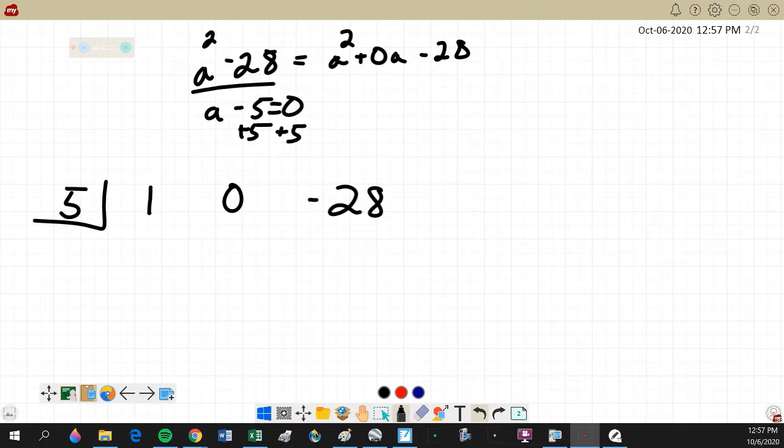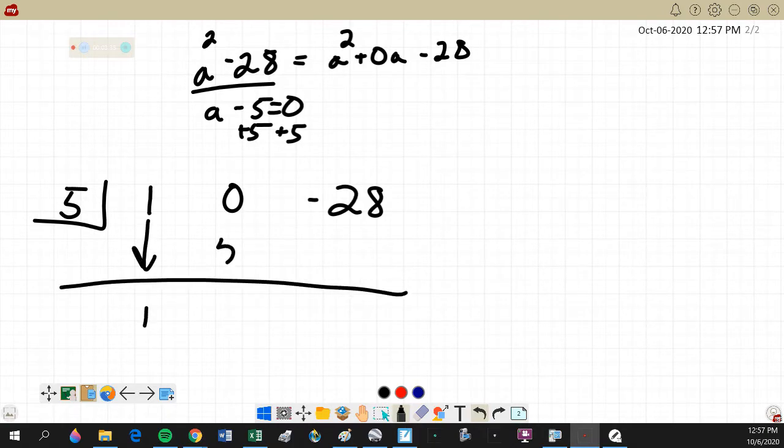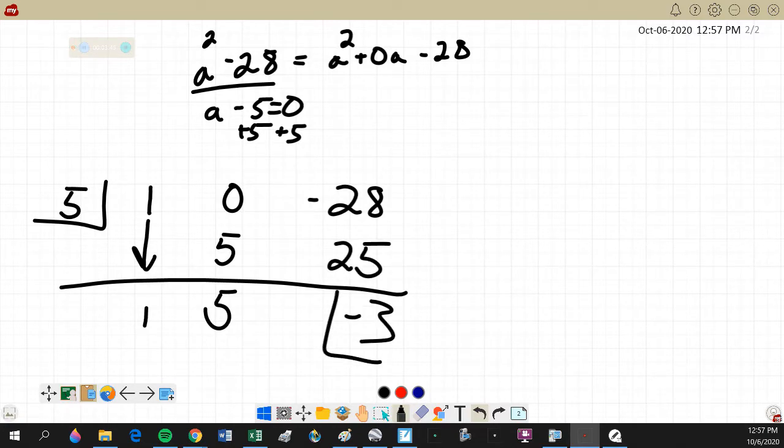Do you guys get that? The 0 has to go in the right spot. Whichever one is missing gets the 0. Now we do the pattern. Drop the 1. 5 times 1 is 5. 0 plus 5 is 5. 5 times 5 is 25, which gives me a remainder of -3.